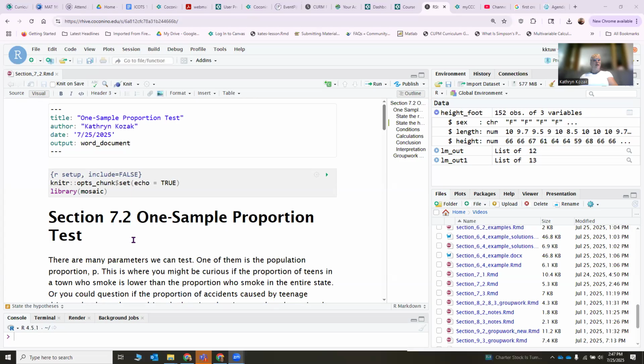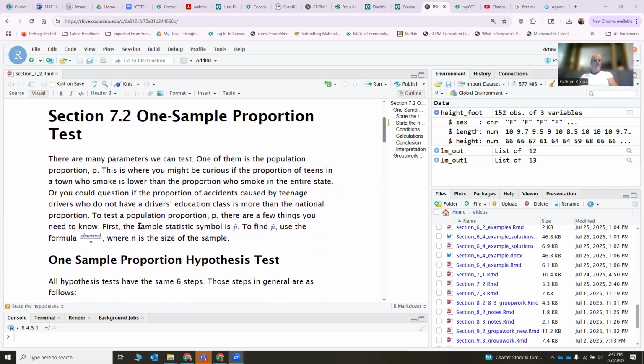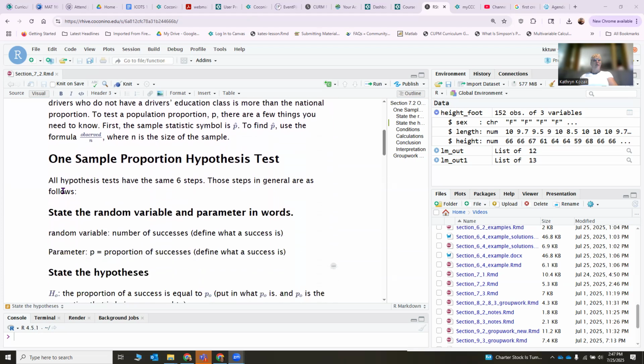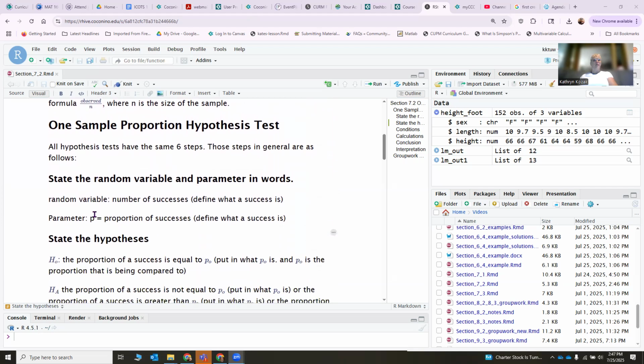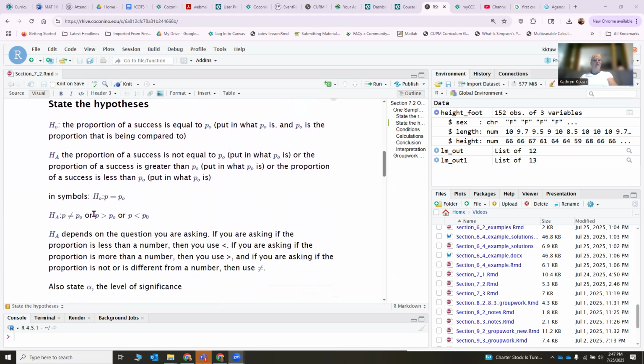Demonstrate how to conduct a one sample proportion test. This information has all the steps to doing it. This is kind of what a one proportion test is about. Then there is the one sample proportion hypothesis test and all the different steps. All the steps are always the same in every hypothesis test.